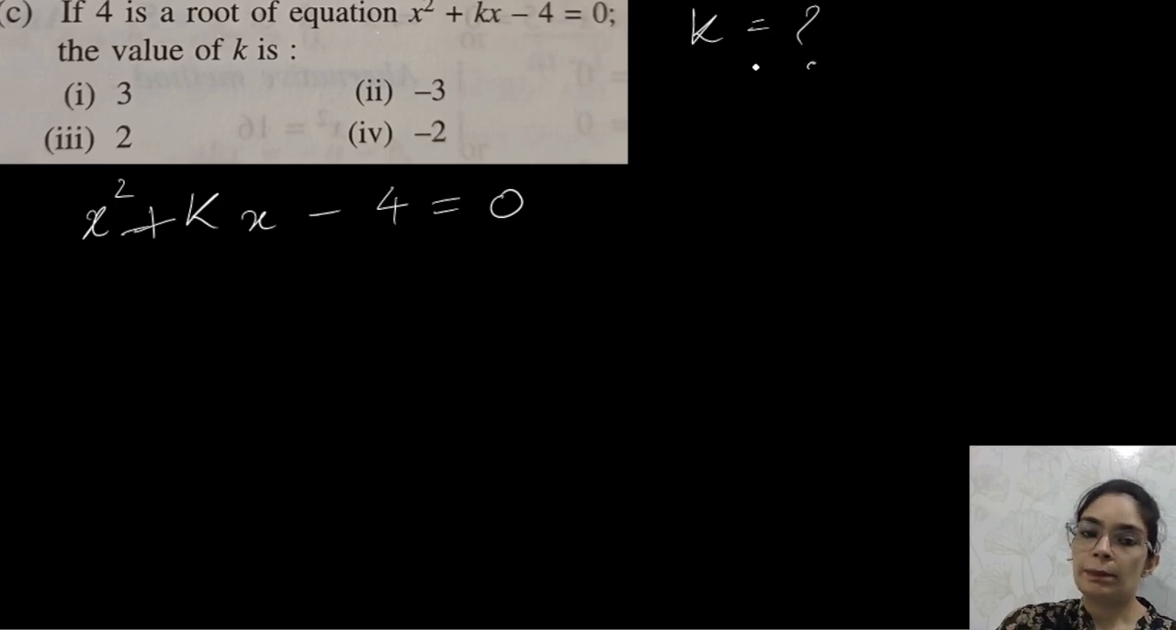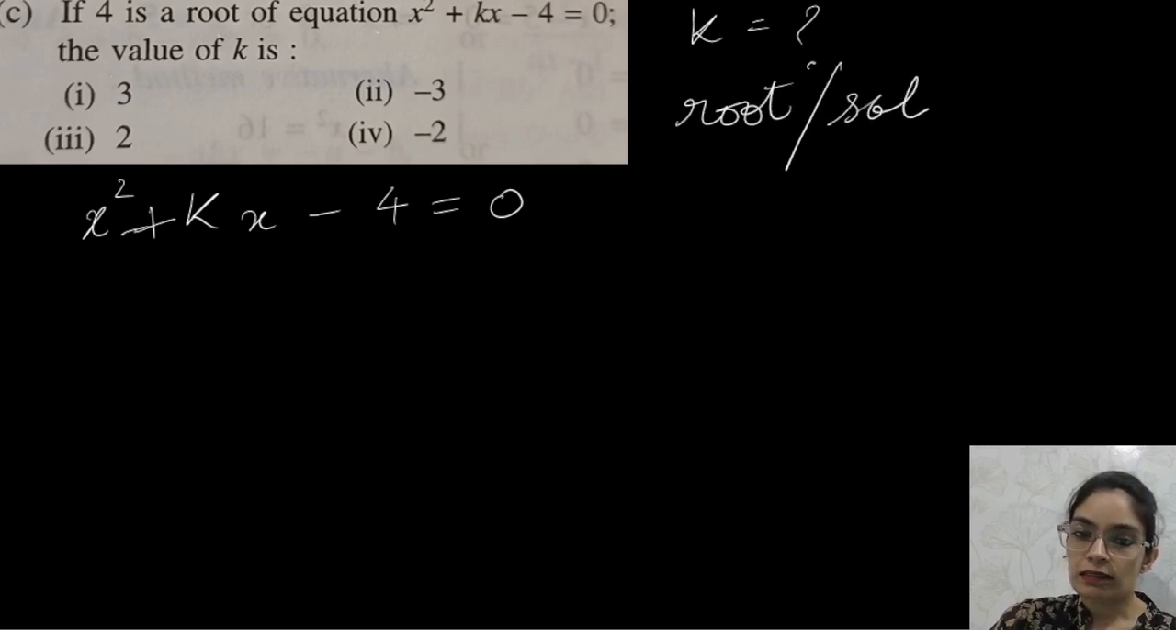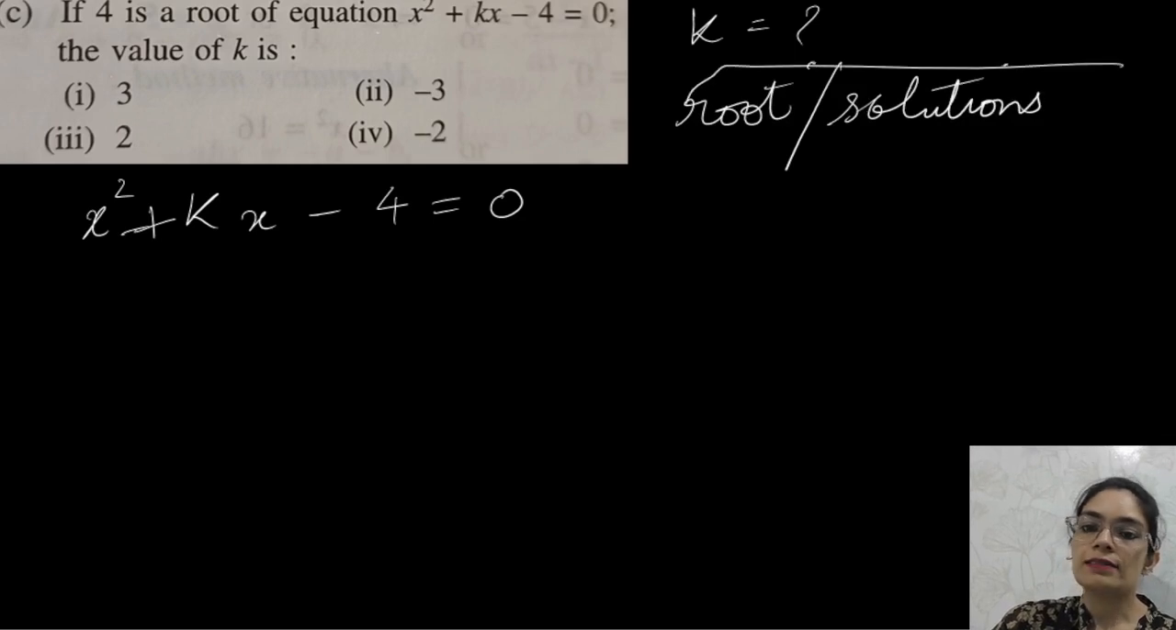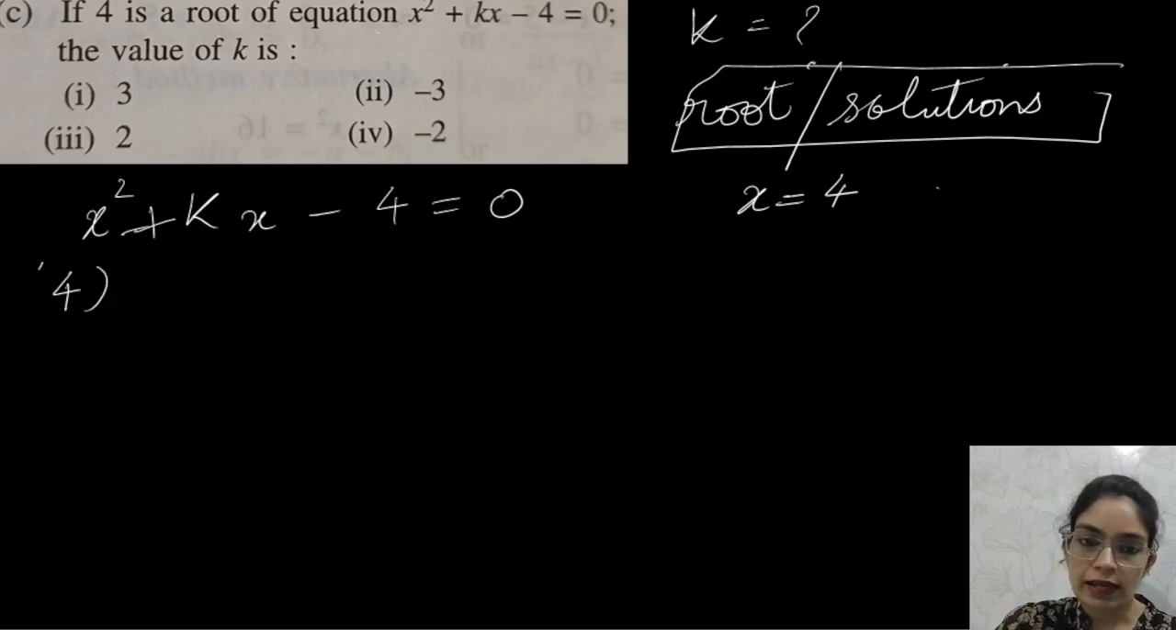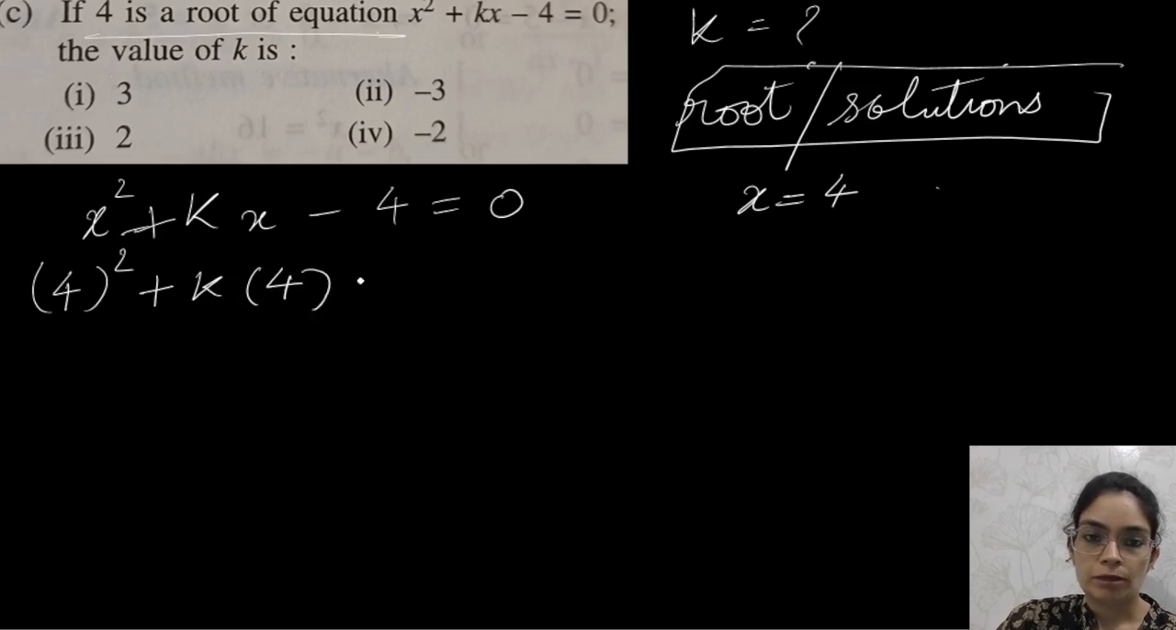When I explained to you the meaning of root, root means solution. I already told you root and solution are both the same. So if 4 is the root, it means the value of x. So x is equal to what? x is equal to 4. So when in the given equation you substitute the value of x as 4, because I mentioned 4 is the root of the solution, I am writing 4 in place of x, minus 4. So the equation will reduce to 0.